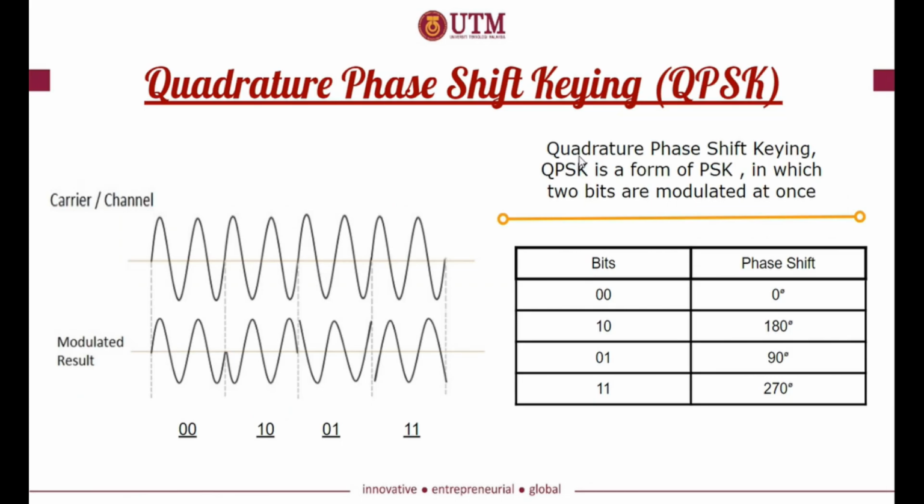Now I will explain about quadrature phase shift keying, also known as QPSK. QPSK is a form of PSK in which two bits are modulated at once. As you can see here, when the bits are 00, the carrier signal will not undergo any phase shift. However, when the bits are 10, the carrier signal will be shifted 180 degrees. When the bits are 01, the carrier signal will be shifted 90 degrees. And when the bits are 11, the carrier signal will be shifted 270 degrees.